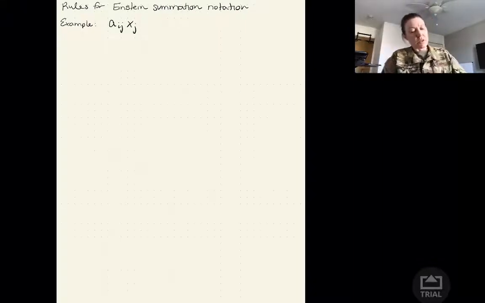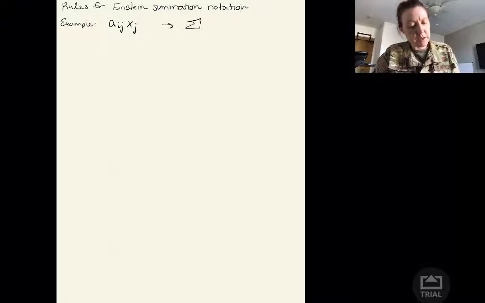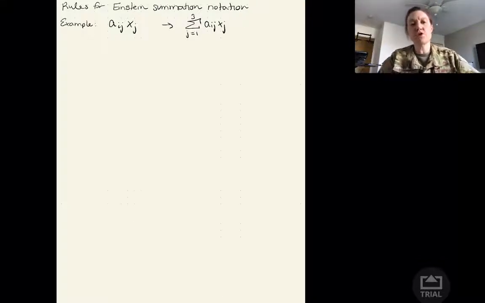So really, if I were to write this in just sigma notation, it would look like the summation from j equals 1 to 3. I'm going to stay in this three-dimensional space, of a sub i j x sub j. Now notice that I chose j as the index for the summation, and I did this on purpose. Why? Because it's repeated. If you were thinking earlier that one of the rules might have something to do with the fact that j shows up twice, you should give yourself a gold star, because that's 100% right.